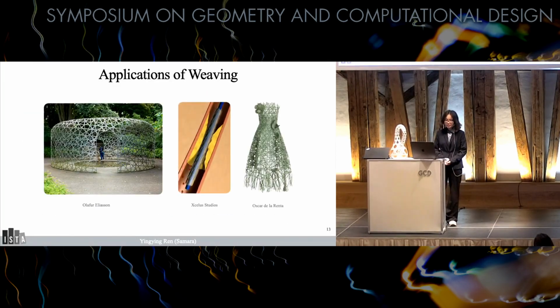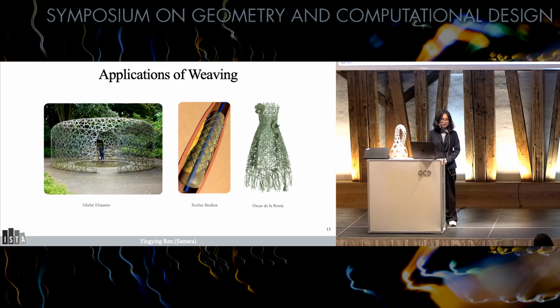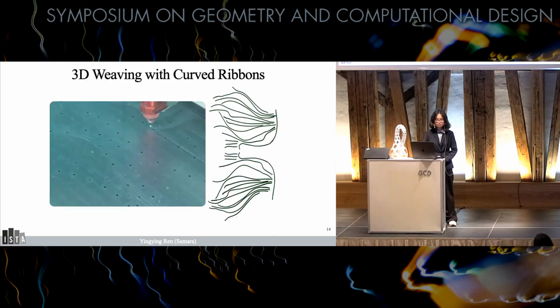People have applied the technique of basket weaving in many domains, including architecture, medical devices, and fashion design. Existing weaving techniques mainly rely on straight ribbons, and the shapes in these applications are relatively simple. I want to argue that the design space of 3D weaving is much larger than just straight ribbons, and by expanding the design space, we can build woven structures that can approximate more complex shapes.